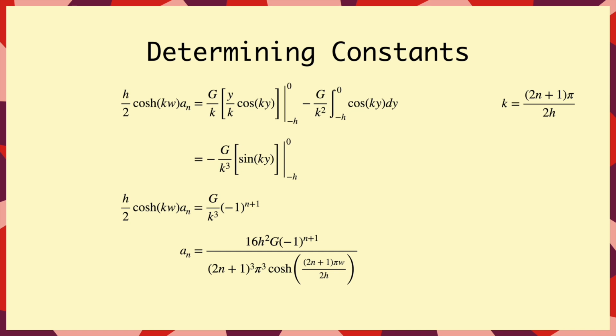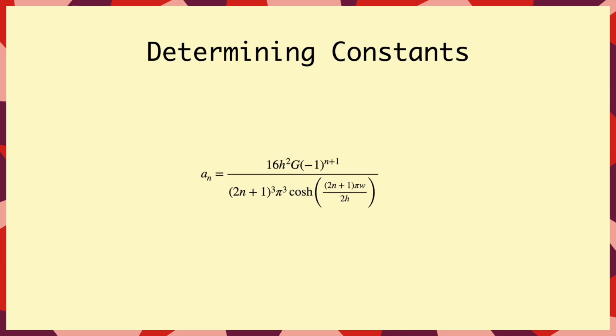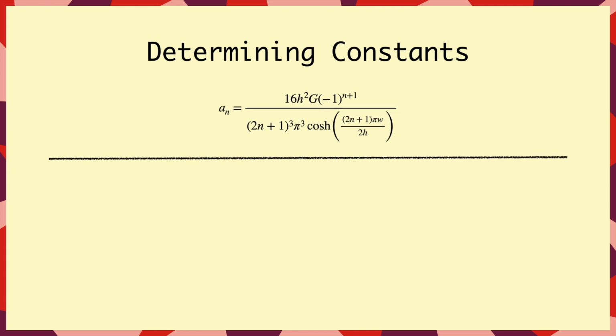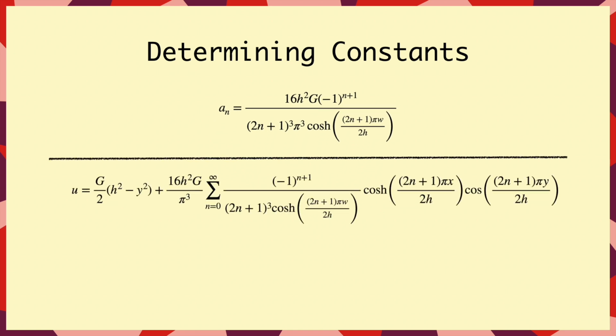And the velocities we found earlier in the 2D case were also gh² times some other stuff. So that's a good sign that we haven't made any big mistakes. And of course we can plug our formula for a_n into our solution to get it in its final form.